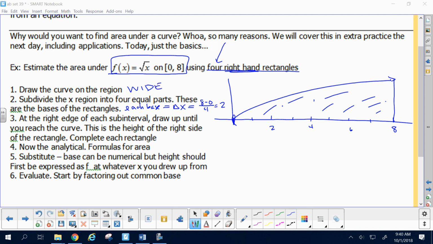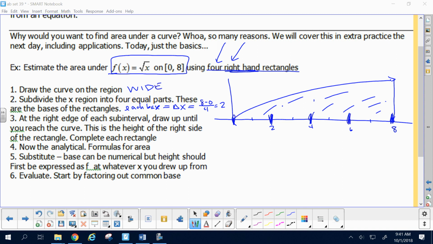That then is going to be, these are my 4 equal subdivisions. I'm going to use that as a base or 4 bases of rectangles. Now, here's where it says the method. There are a couple different rectangle methods. There's right hand, left hand, midpoint, upper, lower. You could see probably 7 different names for this, but they're really only 3 different methods.